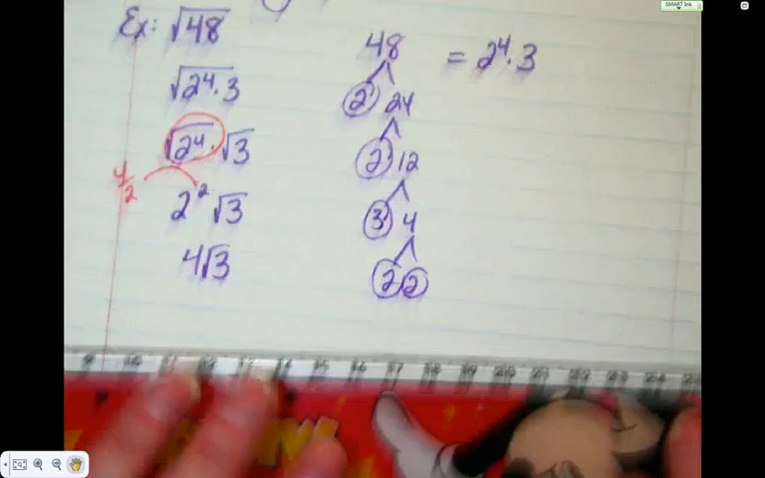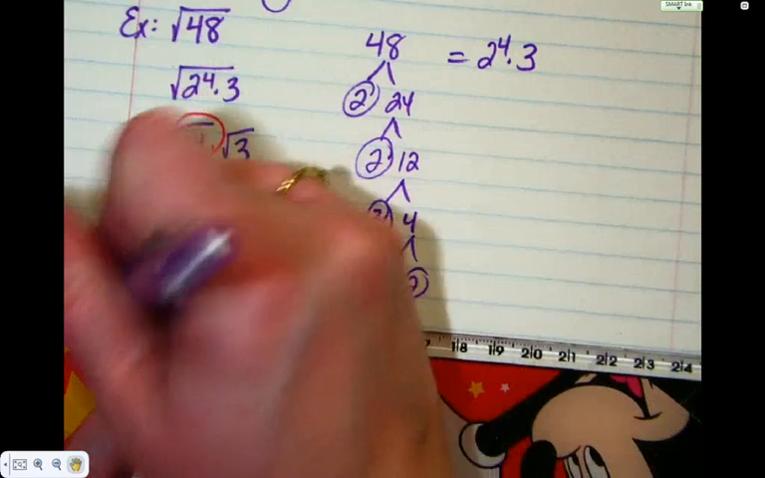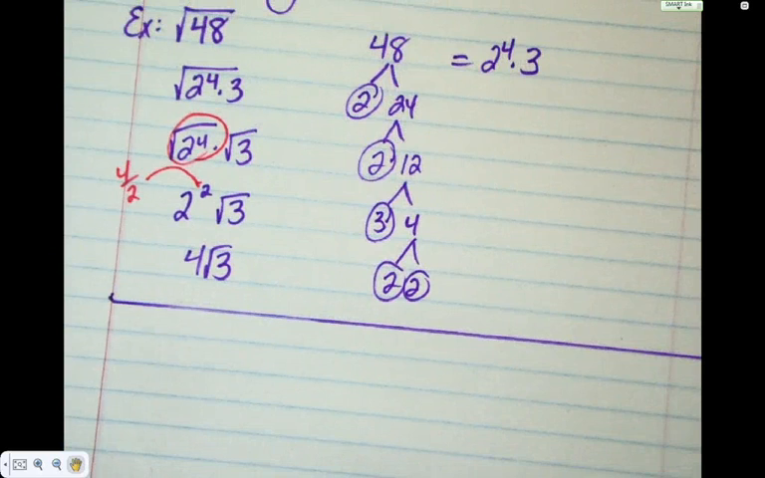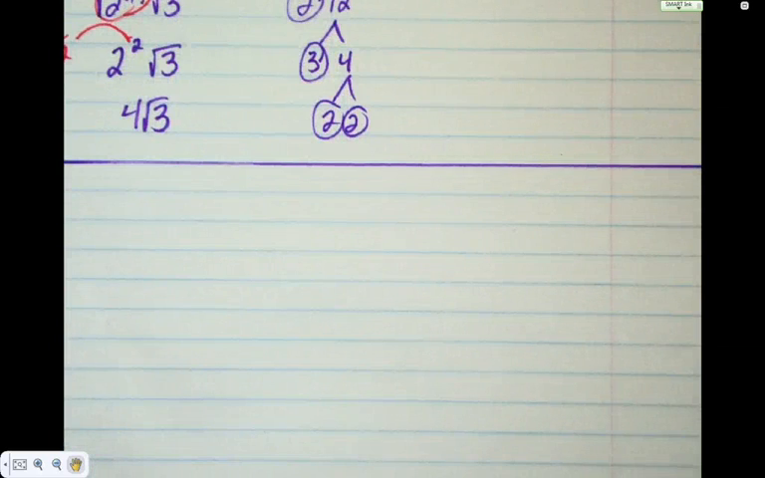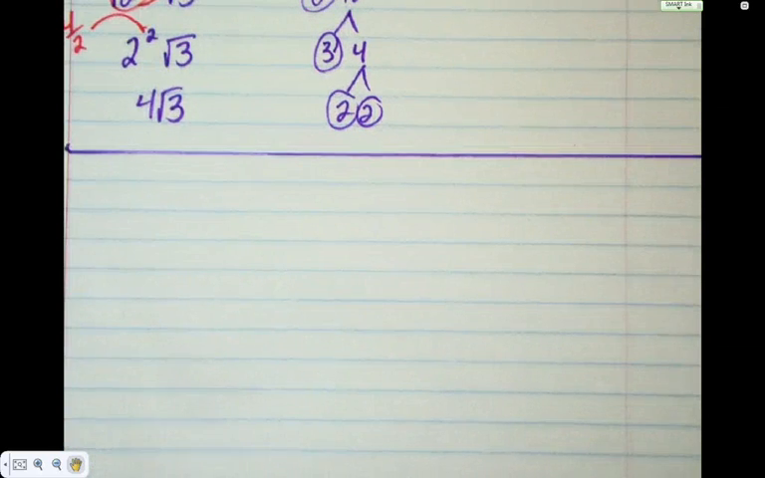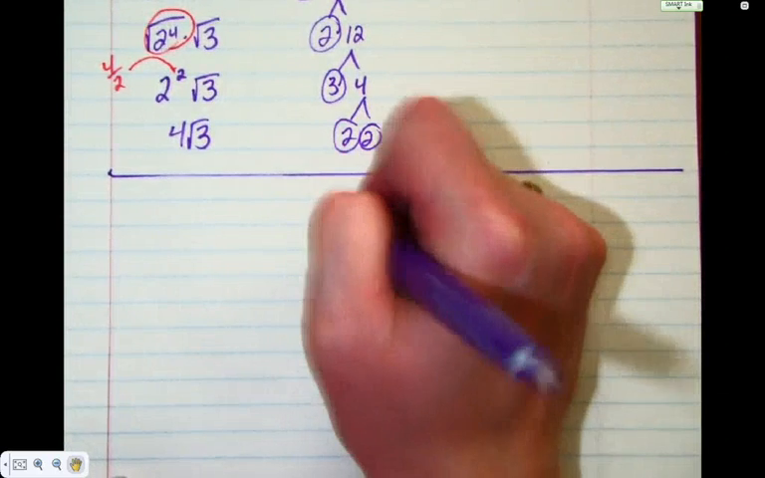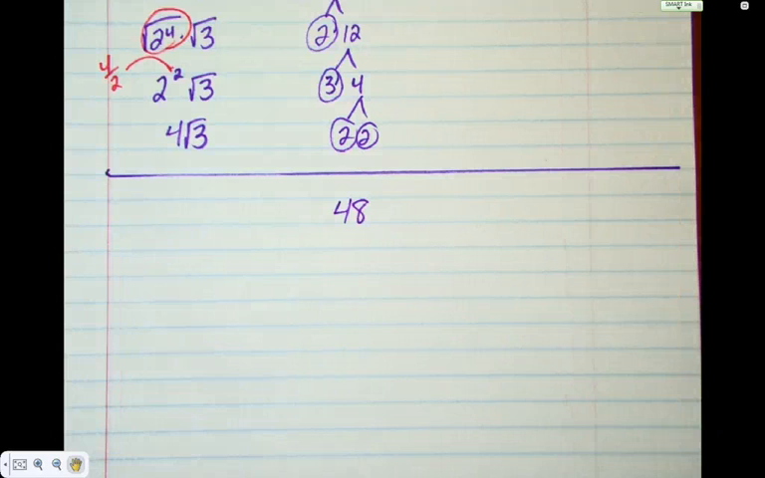I'm going to put a line because I'm going to show you another way to do it, and if you like this way better, great. If you don't, stick to the first method. I just always like to give you choices. Instead of prime factoring 48, what I'm going to do is just write all the different products of its factors, just like when we did product sum factoring.